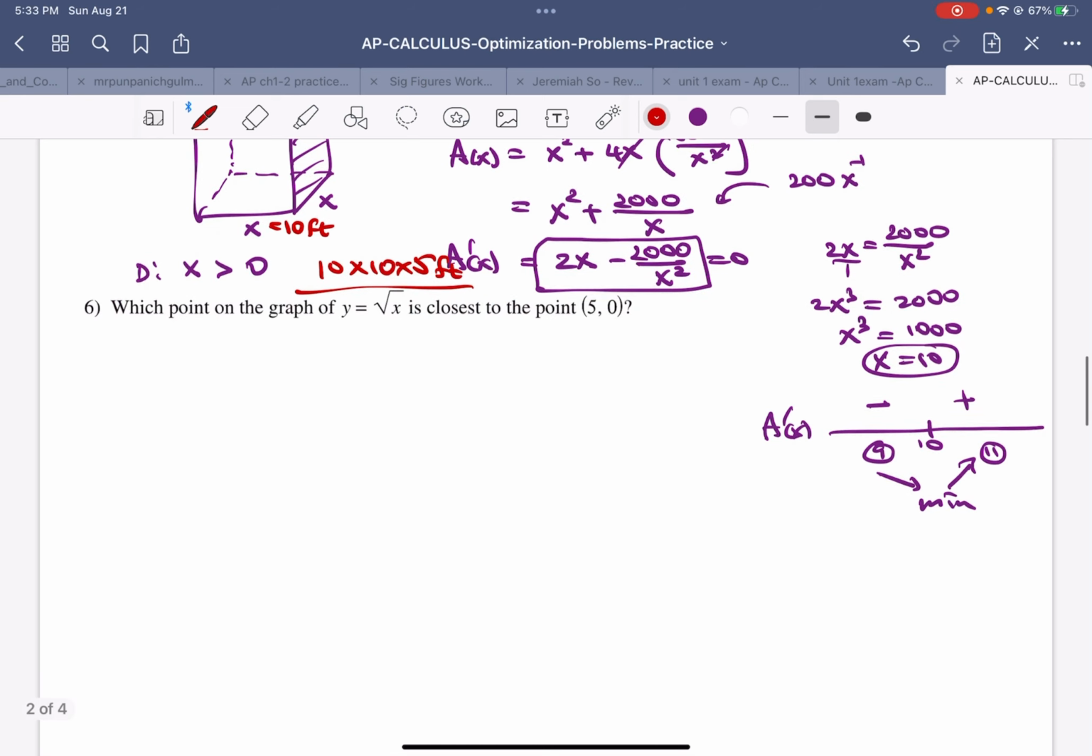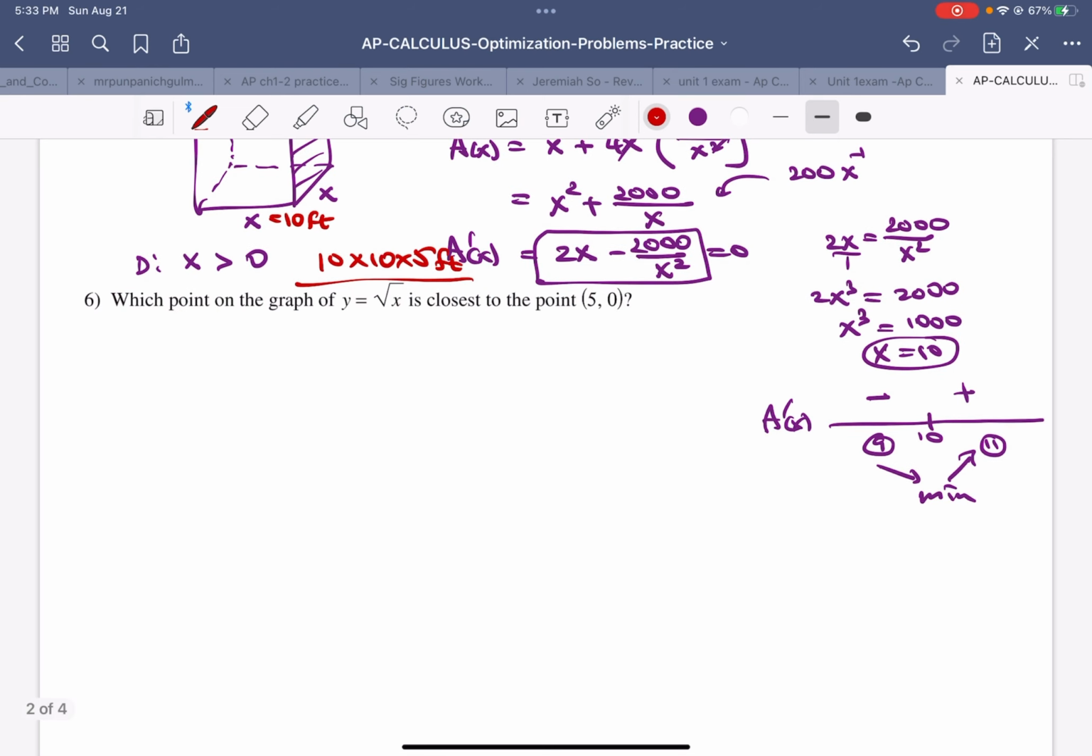Okay, let's move on. Number 6, at which point on the graph of y equals root x is closest to the point (5, 0)? So let's quickly sketch. This is the root x graph. Let's say (5, 0) is right here. Somewhere, I don't know, right? Somewhere like that distance, let's say here x. And then that point is on this graph. So instead of y, you can say root x. Okay, y is root x. That's the reason. So what is their distance?